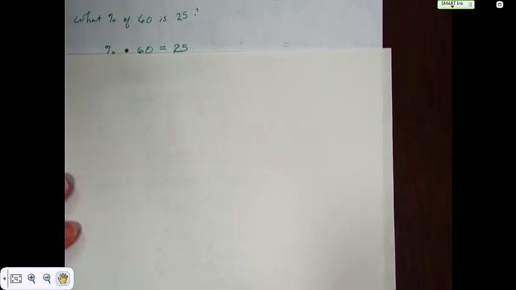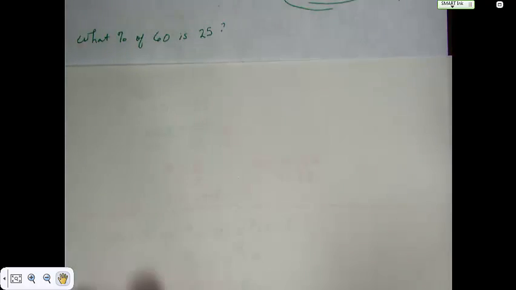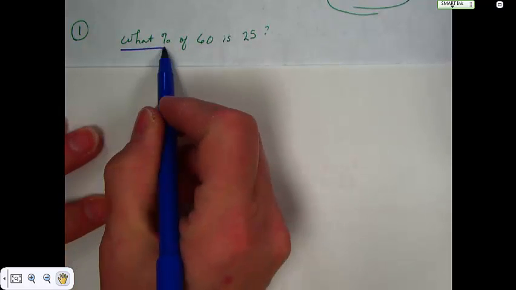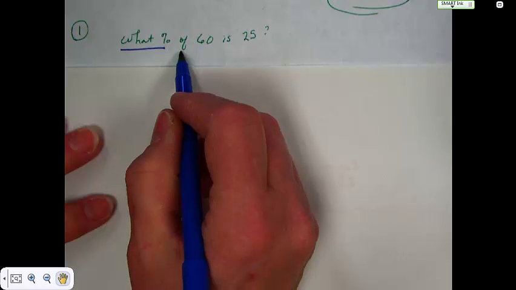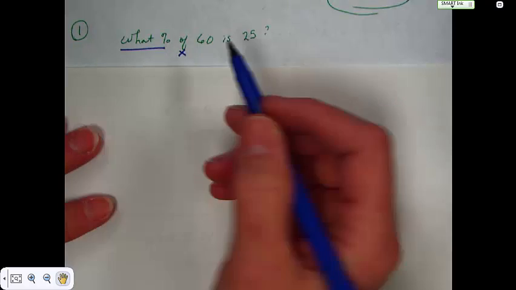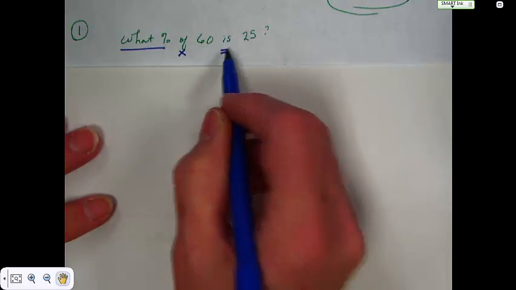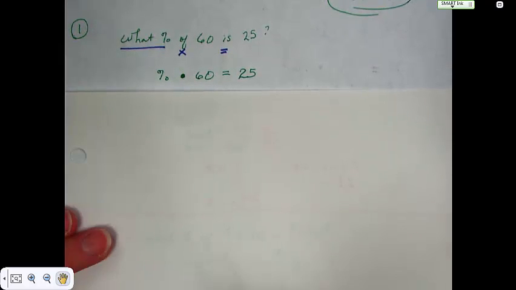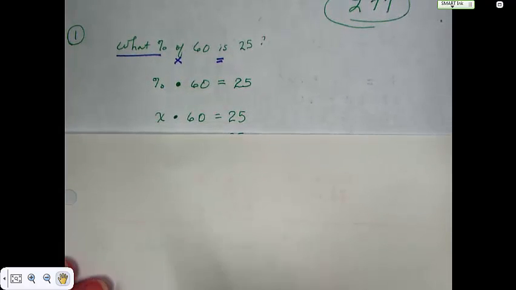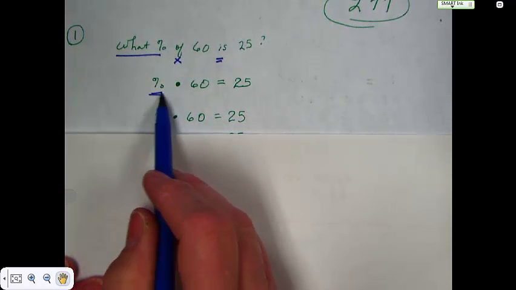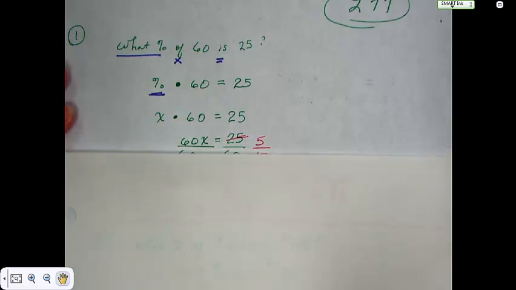Okay, so we're going to do just a couple of example problems here. Start out with what percent of 60 is 25? What percent, we don't know, that's your variable, of means multiply, 60, is means equals, 25. Rewritten, percent times 60 equals 25. I put x in for our percent: x times 60 equals 25.